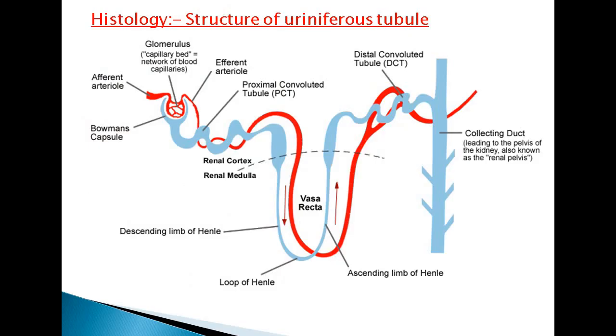Histologically, each kidney consists of 1 to 3 million uriniferous tubules. The uriniferous tubule again has two parts, as the kidney develops from two parts: the secretory part and the collecting part. The secretory part develops from the metanephric blastema and the collecting part develops from the ureteric bud. The secretory part is called the nephron. The nephron is the basic functional unit of the kidney, consisting of the renal corpuscle, also called the Malpighian corpuscle, and the renal tubule.